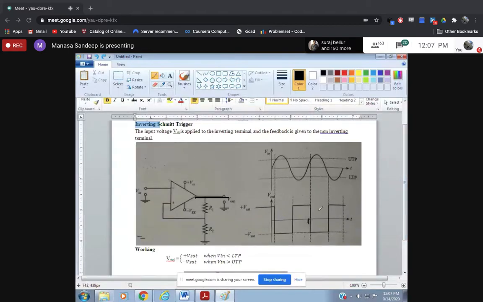So now let's come to this waveform, or how exactly this inverting Schmitt trigger works. You can see here you have the input waveform. What are those two reference voltages that we have taken? UTP is one reference value, LTP is one reference value, correct? UTP we have considered as positive and LTP we have considered as negative. It's okay, it is allowed.